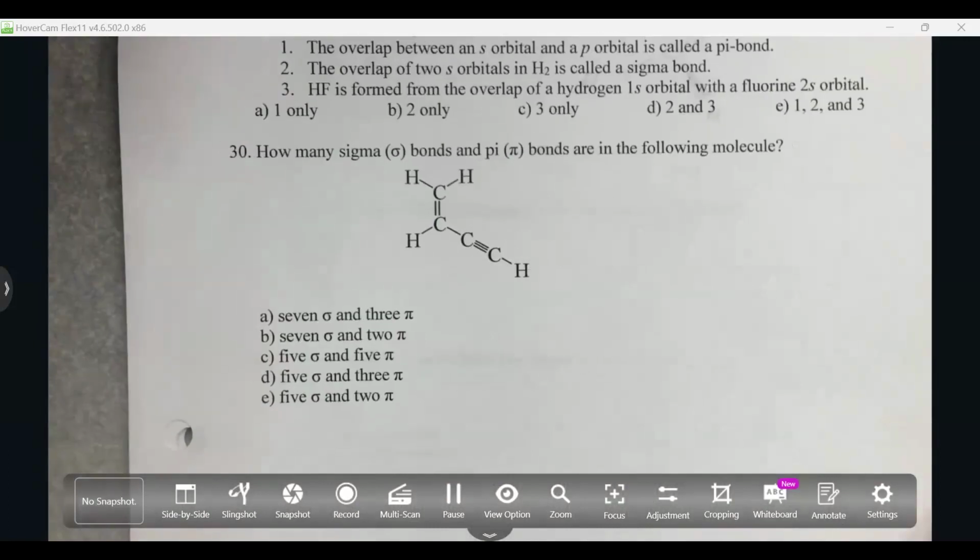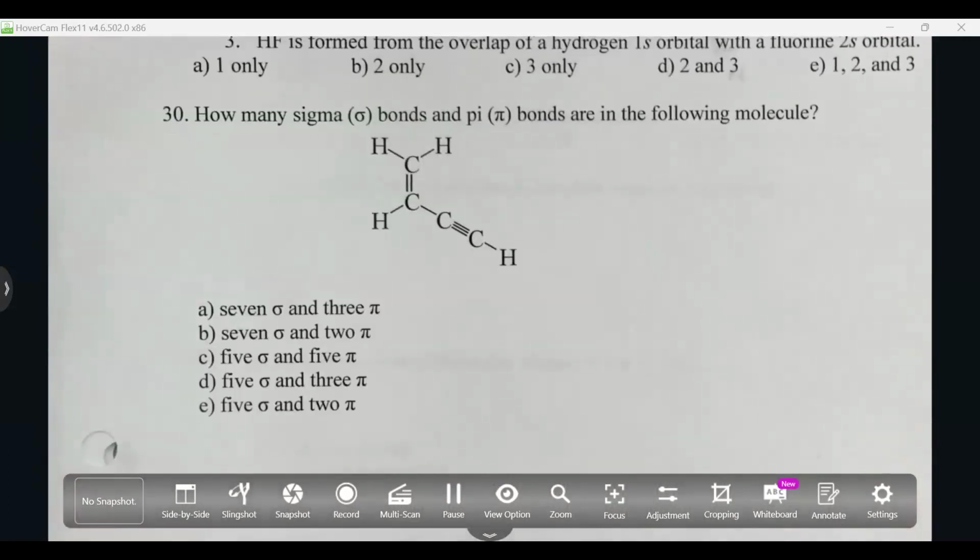Let's do number 30. How many sigma and pi bonds are in the following molecule? If you have a double bond, what do you have? You have one sigma from a hybridized orbital and one pi from an unhybridized parallel p, correct? And if you have a triple bond, what do you got? What's a triple bond made out of? Two pi's and a sigma, correct? Or you could end up with carbon with a double bond on each side, like carbon dioxide.